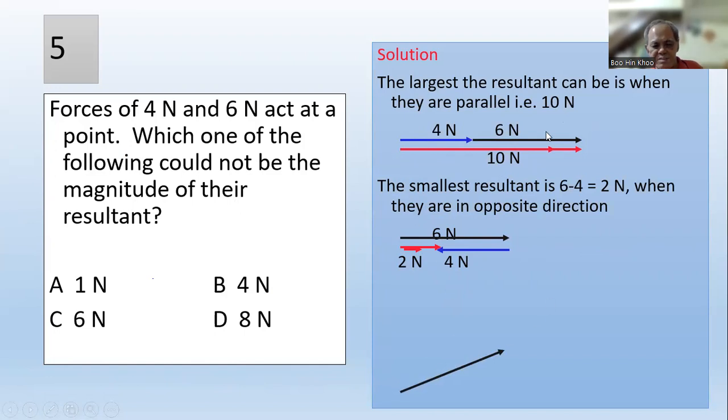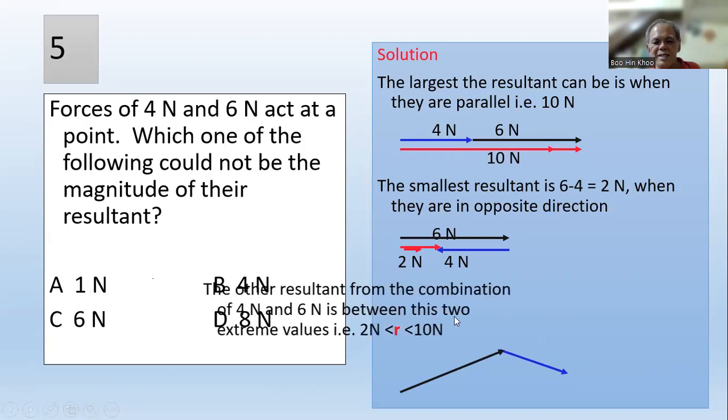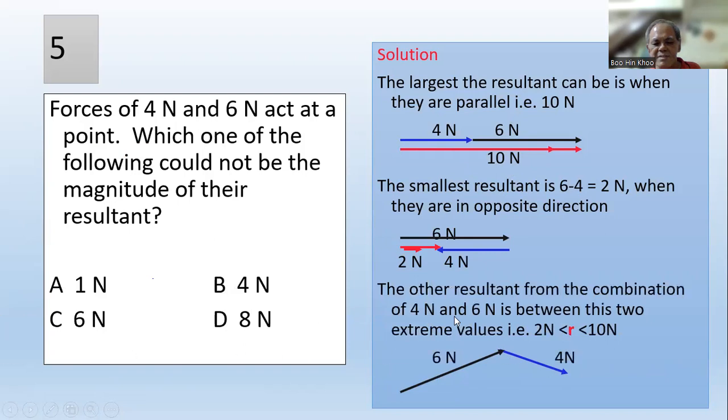Or we can start with 6, and there's your 4. We just change this angle, that's all. Where we make this one parallel, same direction, this is what we get. Or where we change the angle, we get less than 10. The resultant is less than 10, depending on this angle. If we push it back there, this is the one that we get. The answer is A. Cannot get 1.